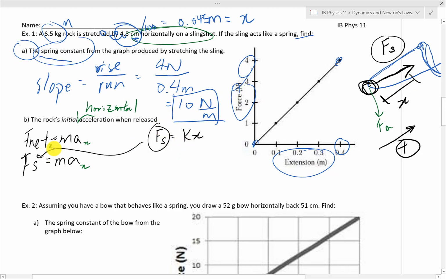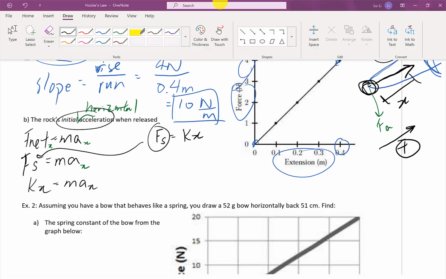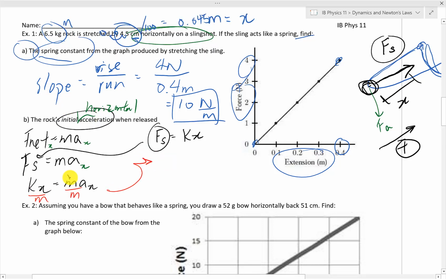So let's substitute Fs in here. I get kx equal to ma. And then to solve for the initial acceleration, I'm going to divide both sides by the mass. Okay, I'm going to substitute in my values. Don't forget this x just means horizontal there. I have k as 10 newton per meter. I have x as 0.0045 meters and m as 6.5 kilograms.